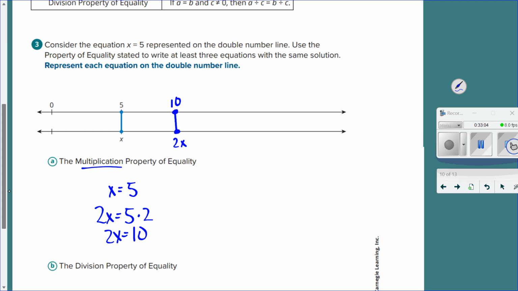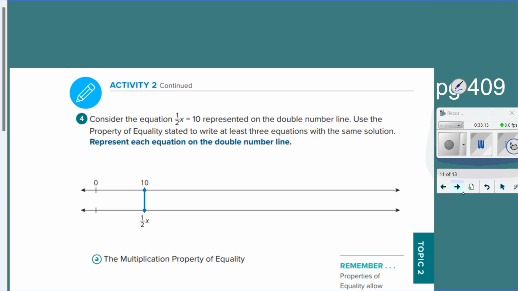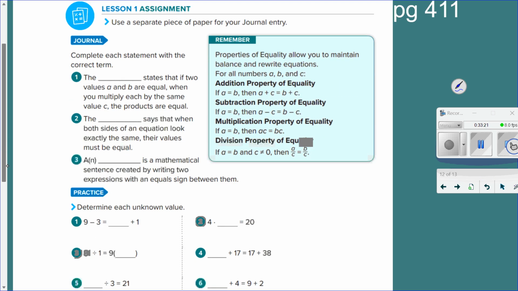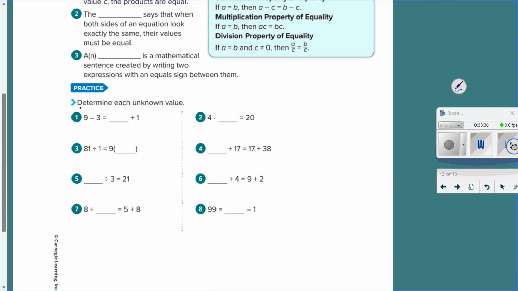Okay. Let's go ahead and go to page 411 real quick. There's your work space. This is your homework, 411. On this one, this should be one of the easiest journal entries ever. This is literally just the definition, guys. Fill in the proper terms. Your homework, determine each unknown value. Did it say how you have to do it? No. So show your work as much as possible. You should be checking your answers. Show us your check so that we see that you understood how those go together.